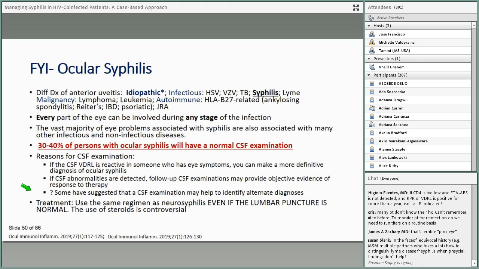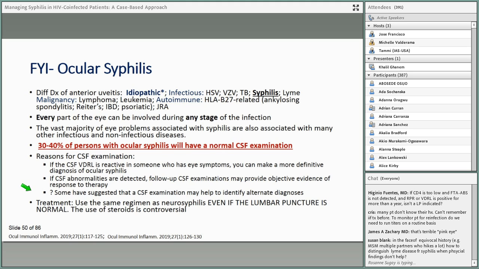Now, some people have asked, can you use a treponemal test on the CSF to make a diagnosis of neurosyphilis? And the answer is no. Don't use a treponemal test on the CSF to make a diagnosis of neurosyphilis because it is not specific, but you can use a treponemal test on the CSF to rule out a diagnosis of neurosyphilis because it's sensitive. So if the CSF treponemal test, like the FTA, is negative, you can rule out neurosyphilis. If the FTA CSF is positive, you don't make the diagnosis of neurosyphilis. You need other tests to make the diagnosis.